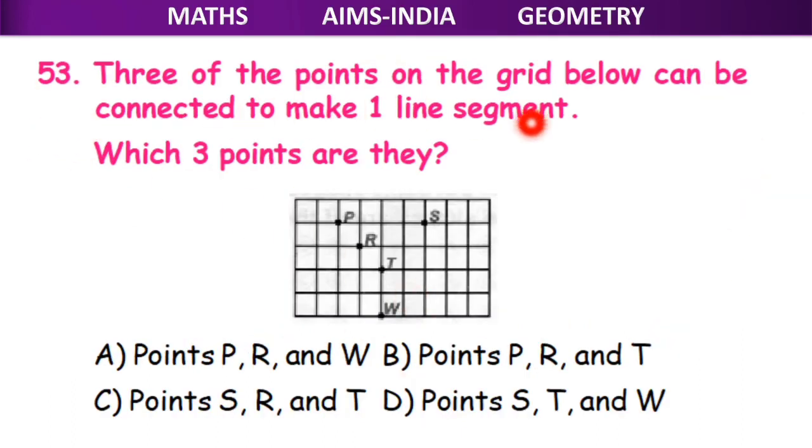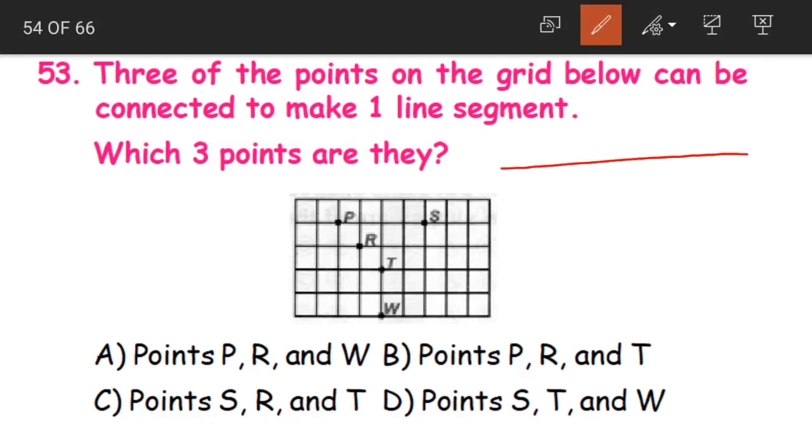Question 53. Three of the points on the grid below can be connected to make one line segment. Which three points are they? So we need to get a line segment. A line segment is a straight line. Yes, so we need to get a straight line. Upon joining which three points will we get our straight line?